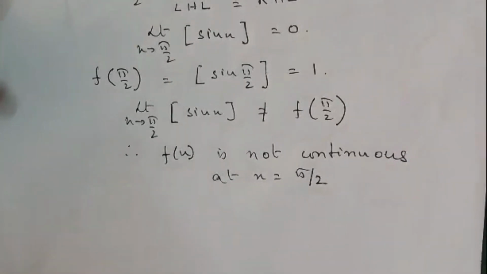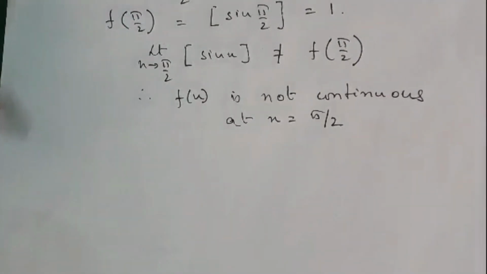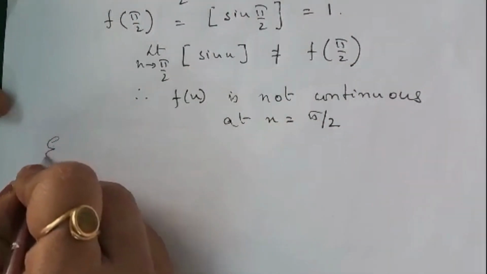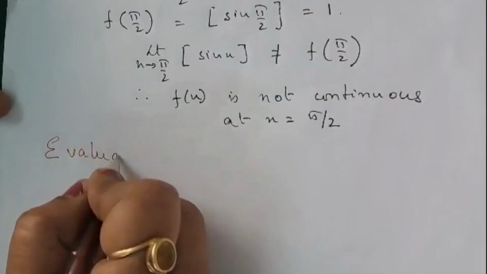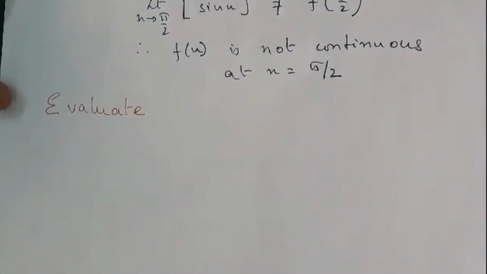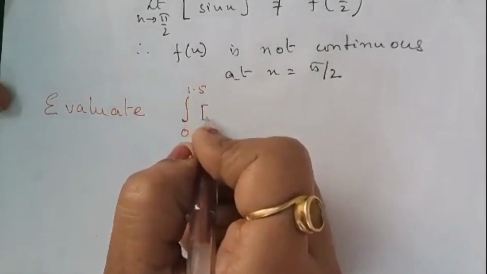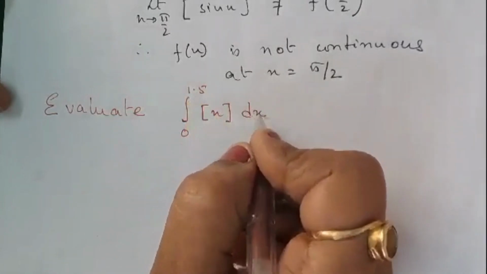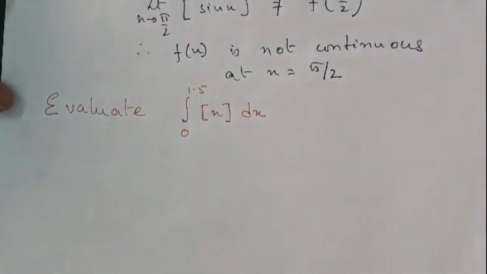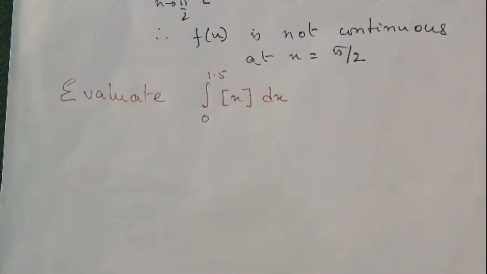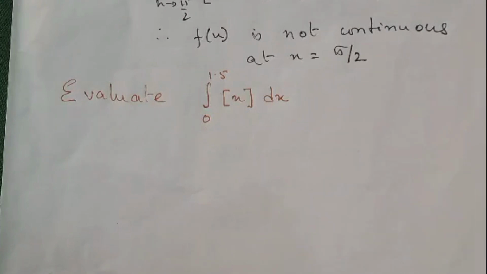Now let us discuss one more sum of the greatest integer function of definite integration. So the sum is: evaluate the integration from 0 to 1.5 of box x dx, where box x represents the greatest integer function. Now here, since it is from 0 to 1.5, in between there is an integer 1.